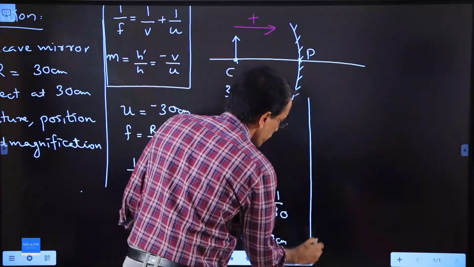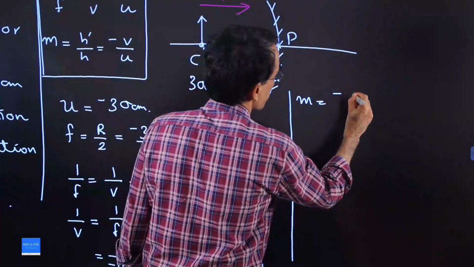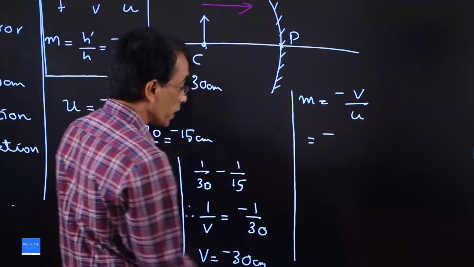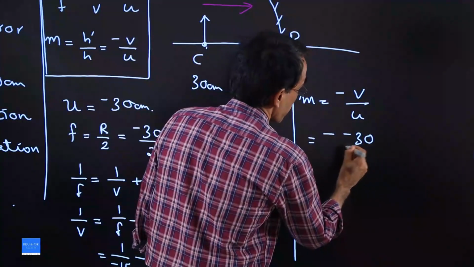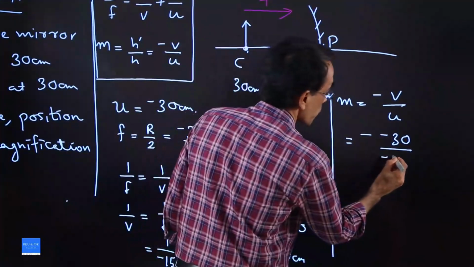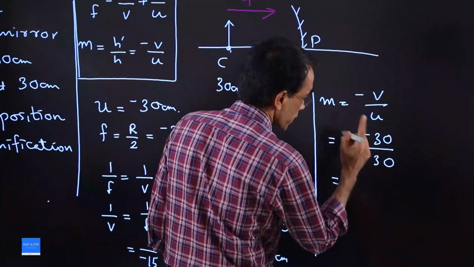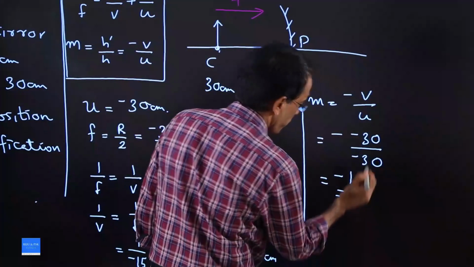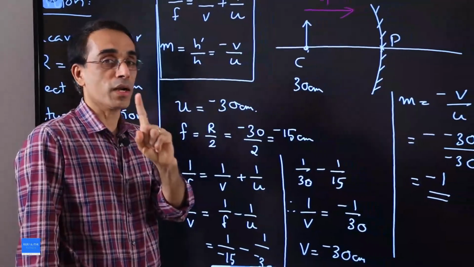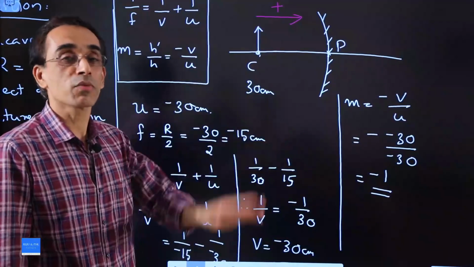Next thing, we need to calculate magnification. How to calculate magnification? It is minus v by u, which is minus of v, already minus 30, divided by what is the value of u? U is also minus 30. So this gives you minus 30 by minus 30 is 1. You will get minus 1. Magnification is minus 1. What is the meaning of magnification 1? 1 means same size. What is the meaning of minus? Minus means it's an inverted image.